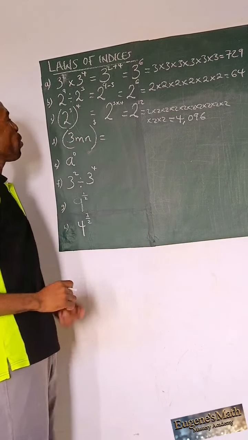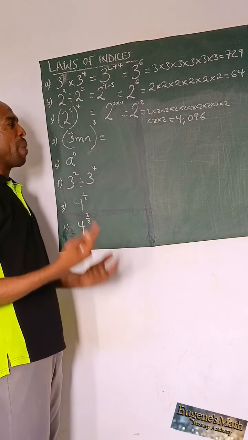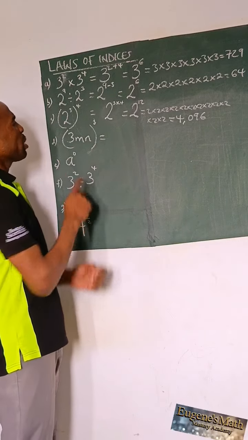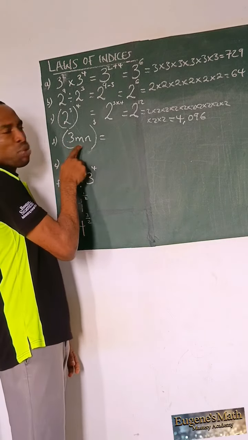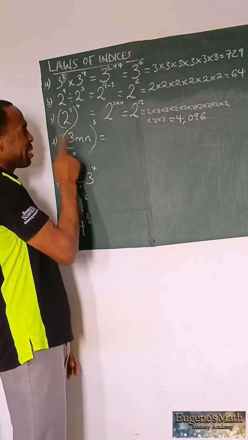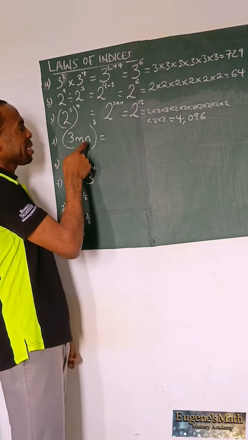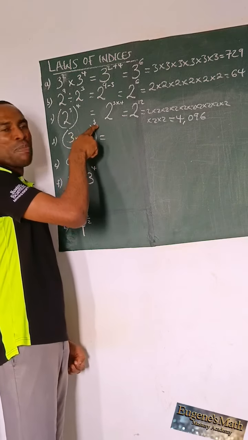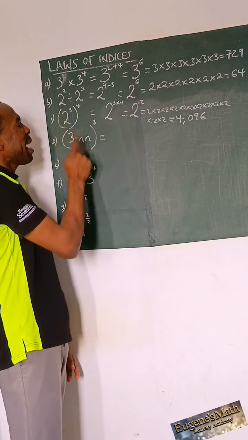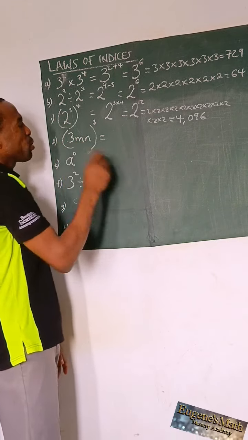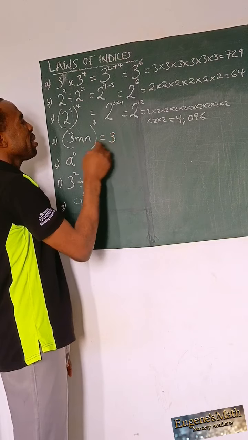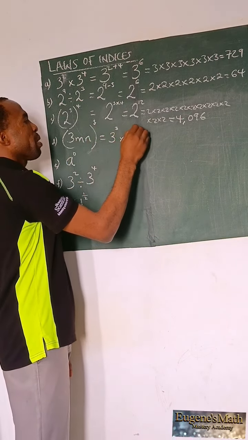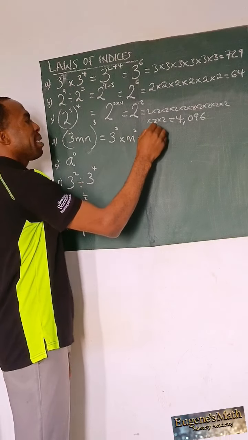And now 4 is called the product power law. How do we solve this? You are going to see that this is a product of numbers, or numbers and letters now. 3 times m times n, and they are all raised to power 3. It means this power affects every entity in the bracket. So this will become 3 raised to power 3 times m raised to power 3 times n raised to power 3.